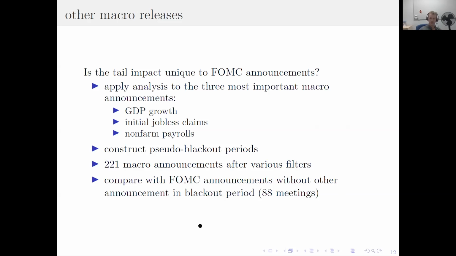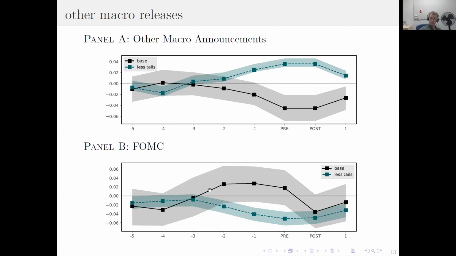There's some level shift there. So right here in the bottom panel, you essentially see the same pattern. This is for these 88 FOMC meetings that I've just talked about. We again find this U-shaped pattern here. Again, there's a level shift. But when we account for the impact of tails, we find that there seems to be a very positive tail impact around FOMC announcements.